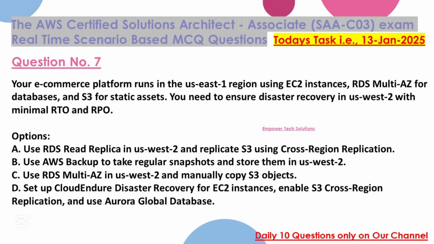Your e-commerce platform runs in the East 1 region using EC2 instances, RDS Multi-AZ for databases, and S3 for static assets. You need to ensure disaster recovery in West 2 with minimal RTO and RPO. Options: A. Use RDS read replica in West 2 and replicate S3 using cross-region replication.